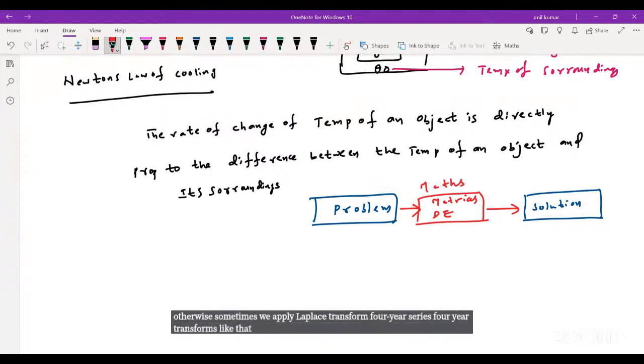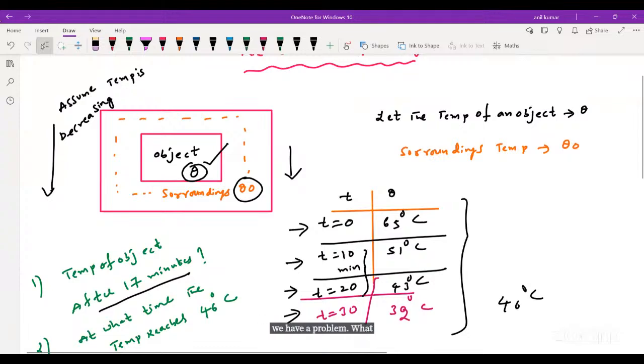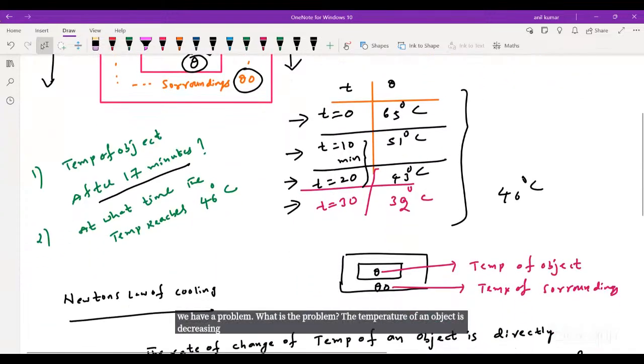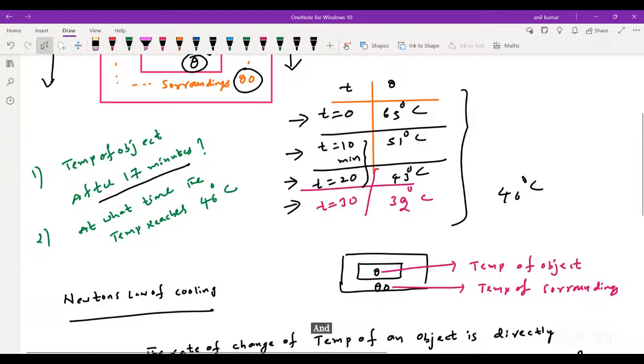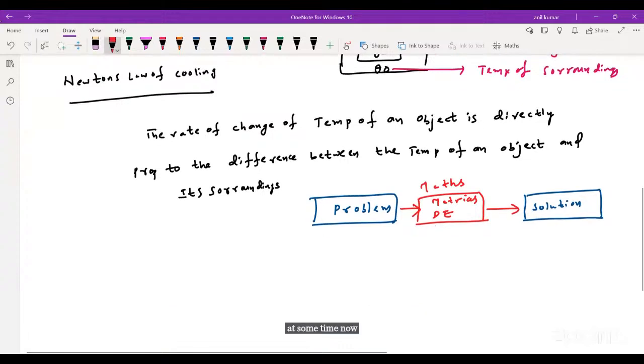Here, we have a problem. What is the problem? The temperature of an object is decreasing. And we are going to find the temperature at some particular points, and we are also finding the time at which a given temperature is reached. Now I'm going to formulate.